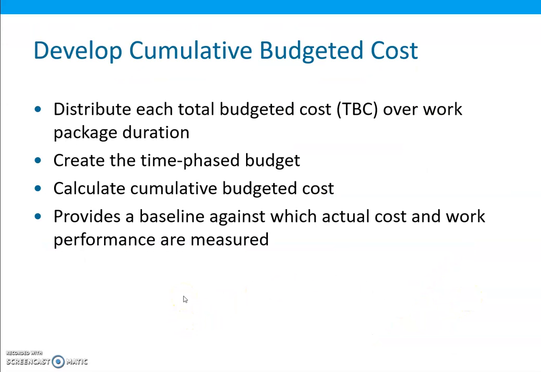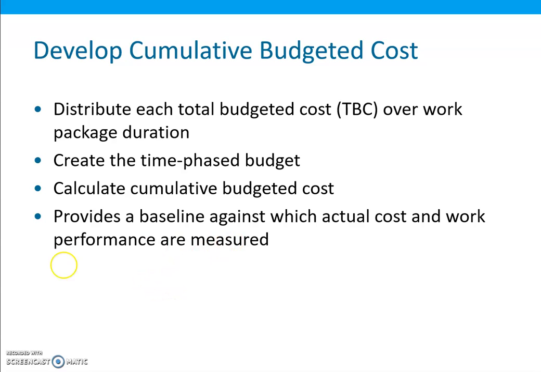So this CBC, cumulative budgeted cost for the entire project or each work package, provides a baseline against which actual cost and work performed can be compared at any time during the project. So the cumulative budget is the standard against which the actual cost is compared.